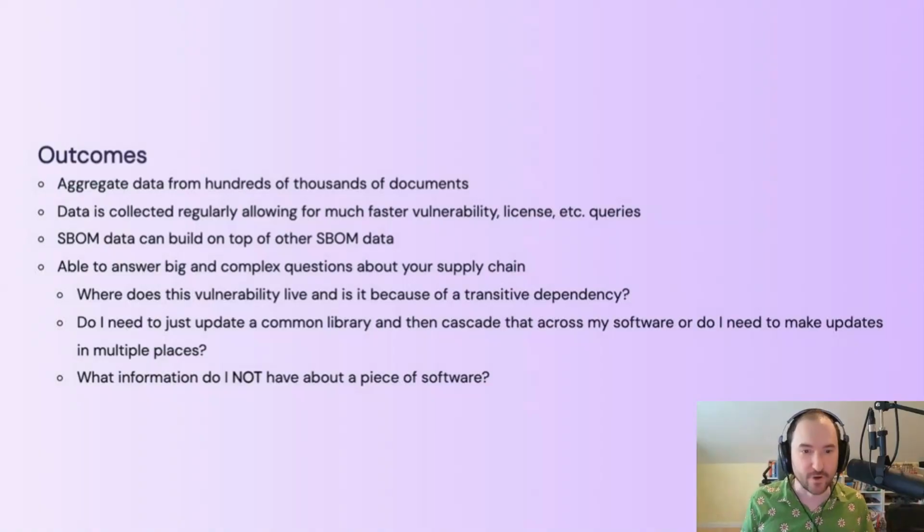So where does this vulnerability live? Is it because of a transitive dependency? Does it exist in one place, or in 100 places? And then I think one of the most important things is, what might I be missing, right? If I have a ton of data about these 5 projects, but the 6th project shows only 1 or 2 dependencies, is that accurate, or is there something weird going on? It helps me understand where I need to dive in.